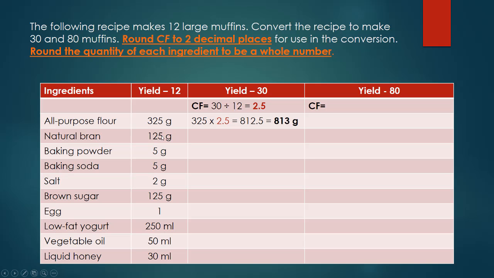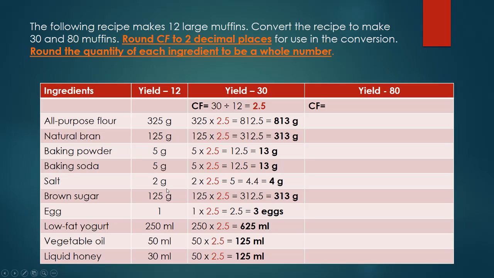The natural bran, 125 grams, we're going to multiply, sorry, by the conversion factor. 125 times 2.5 gives us 312.5, or 313 grams. So to make 30 muffins, we need 313 grams of natural bran as opposed to the 125 grams needed for 12. All we have to do is keep multiplying the conversion factor by each of these ingredient amounts, and that will let us know exactly how much we need.